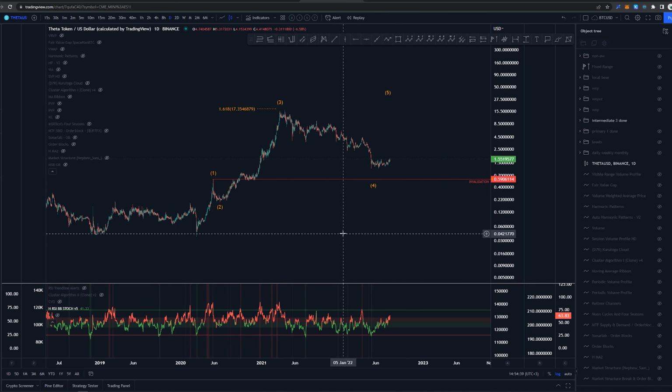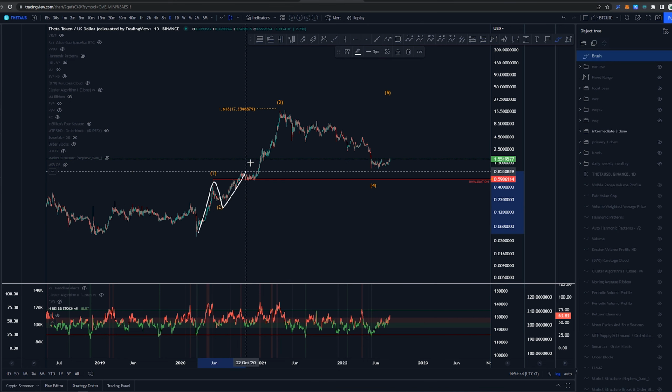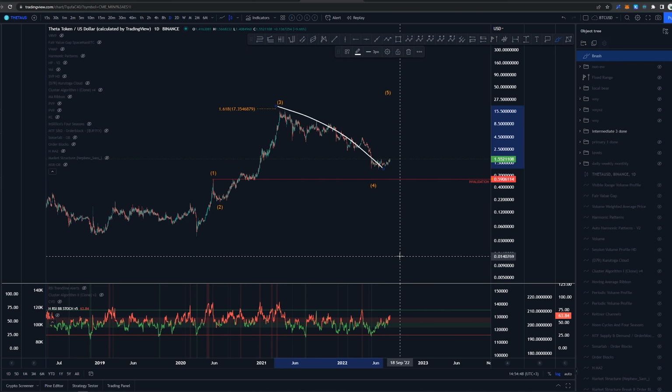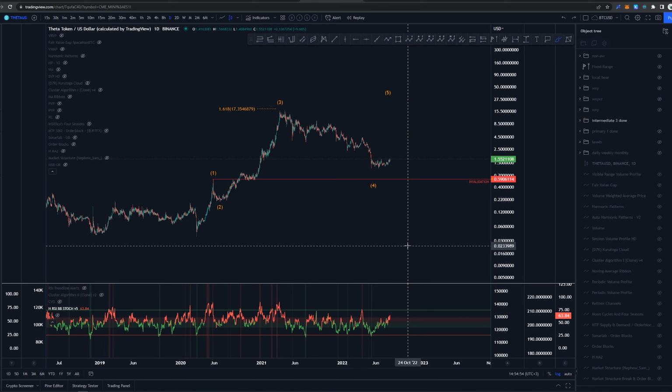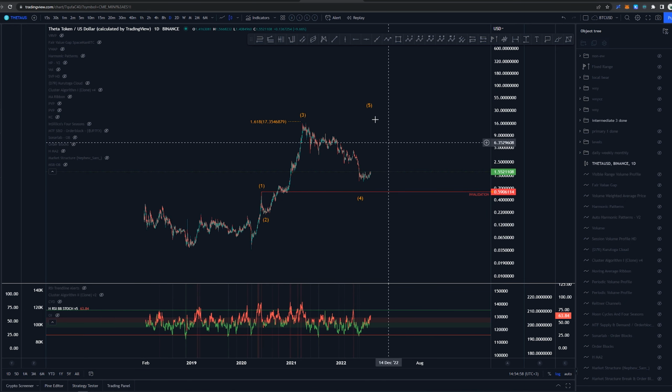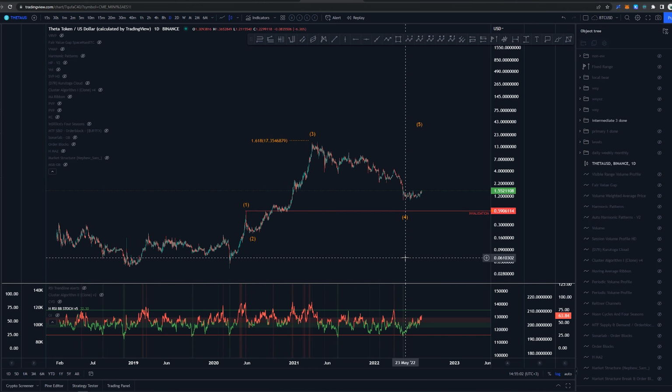The other idea was that we had this as a 1, 2 and 3 and then looking for wave 4. However, this retracement down is around 95%, which is not typical for a wave 4 to do, as of my understanding at least.